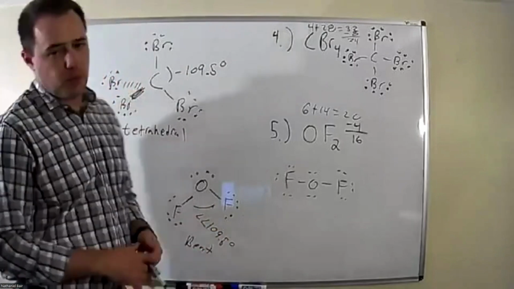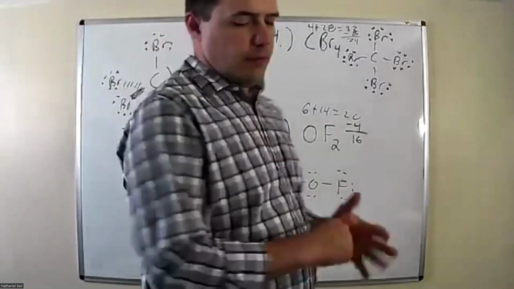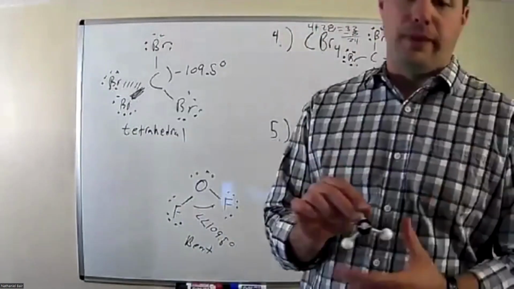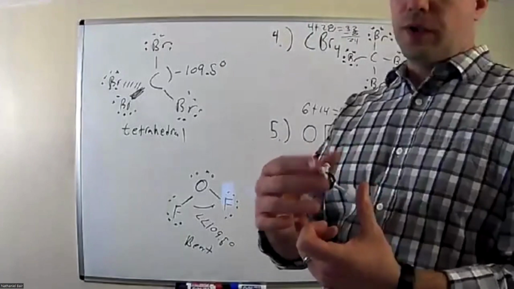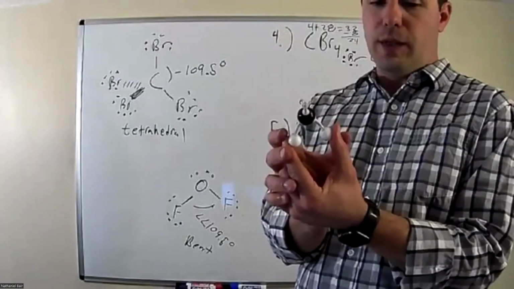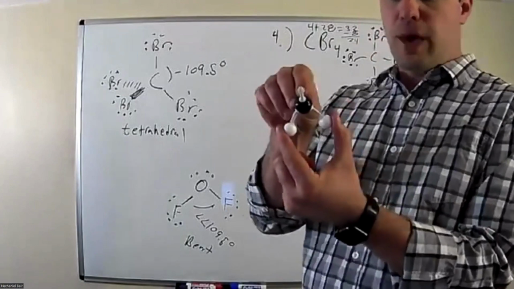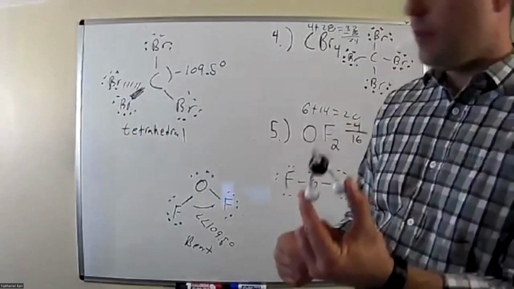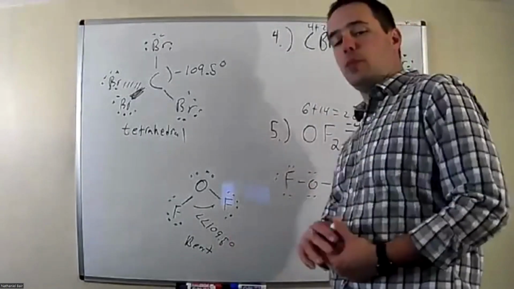Why is it much, much less than 109.5? Well, the whole point of VSEPR theory is that lone pairs take up more space than bonds. So these lone pairs are taking up way more space. They're taking these bonds and really smashing them down. This bond angle is now much, much less than 109.5.